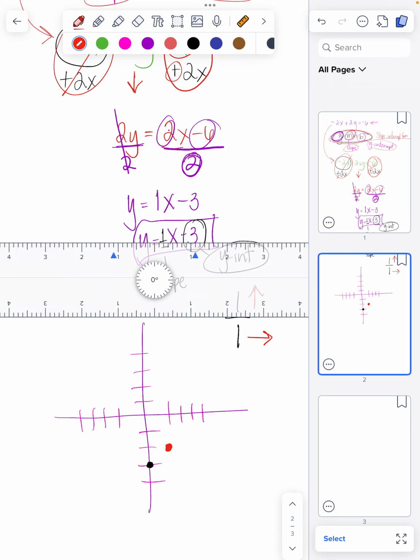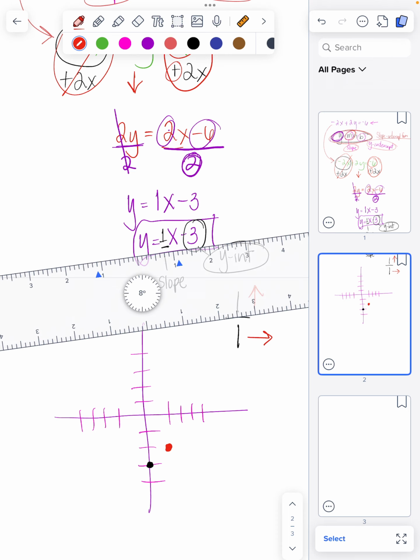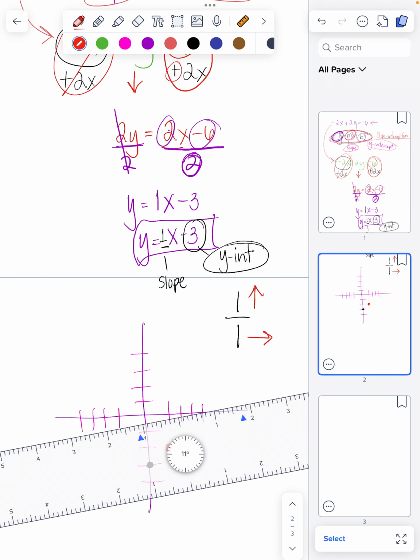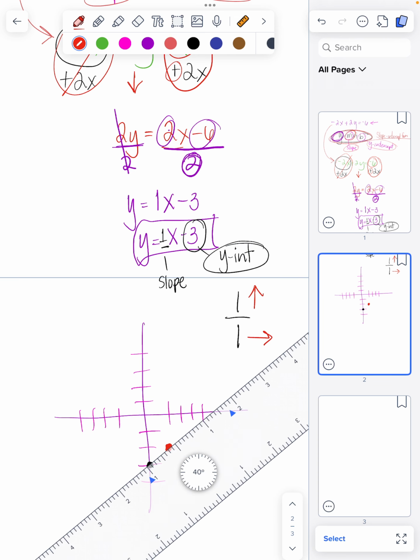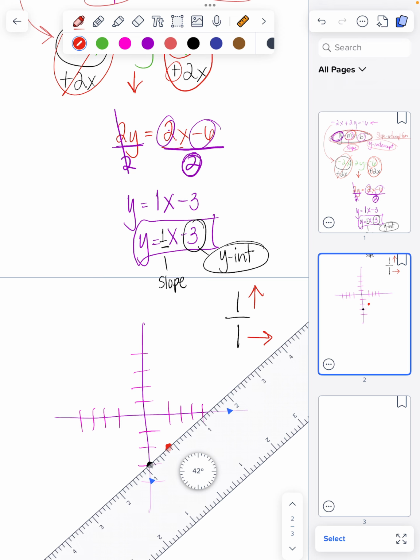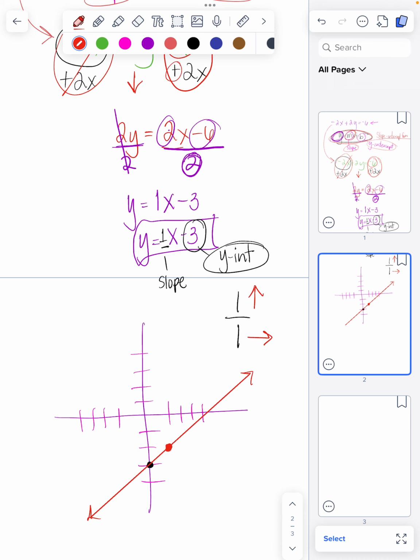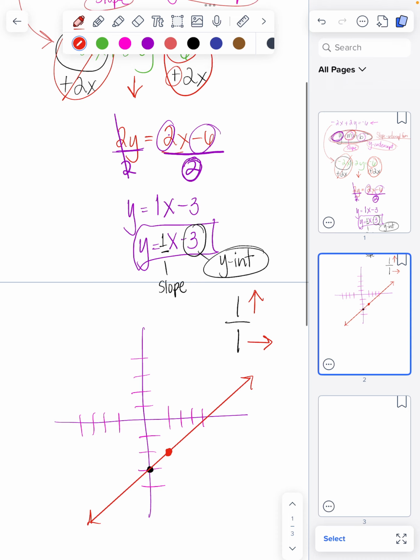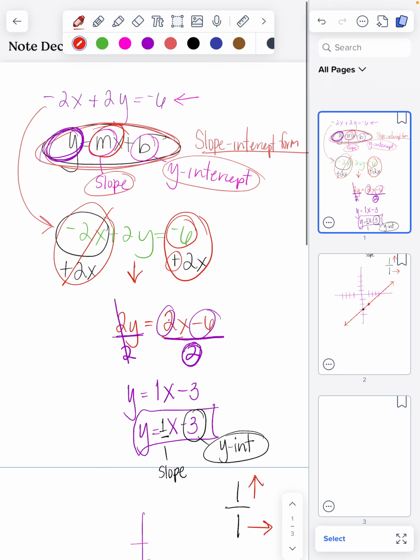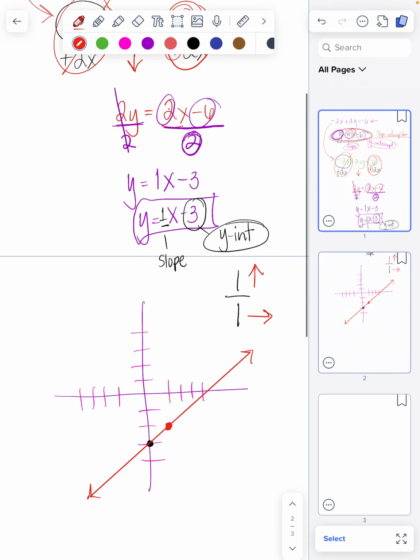And then I'm going to get my ruler and just connect my points. Let me see if it lets me. There you go. Más o menos. And just make sure that you graph your line all the way through. There you go. So that's how you change your equation to slope-intercept form, and then you graph it.